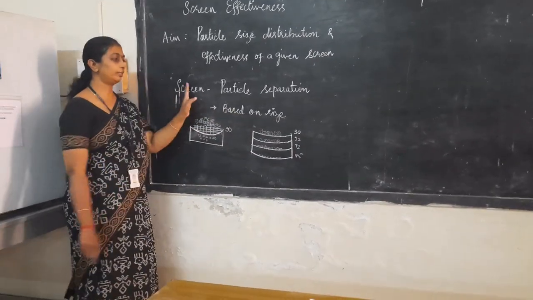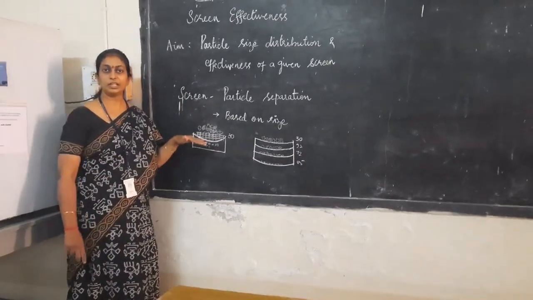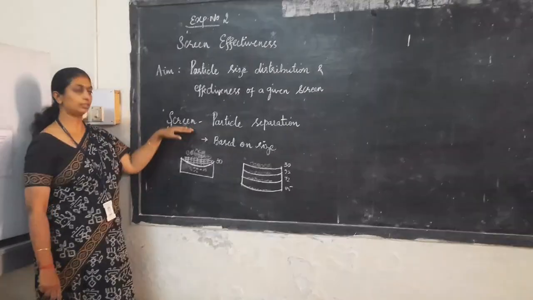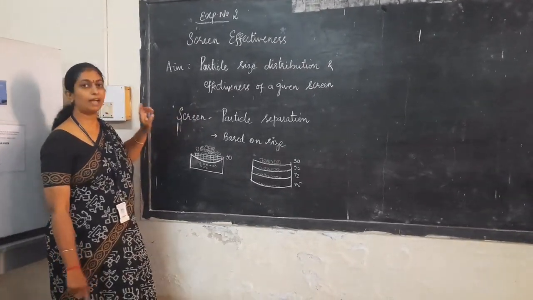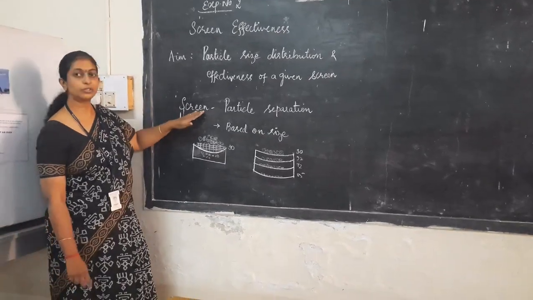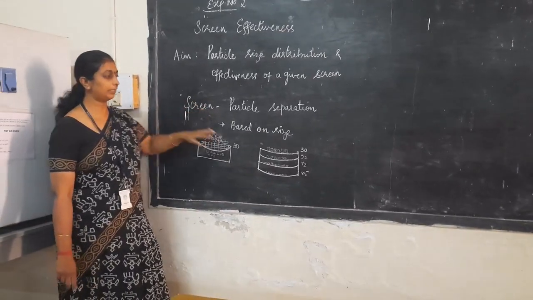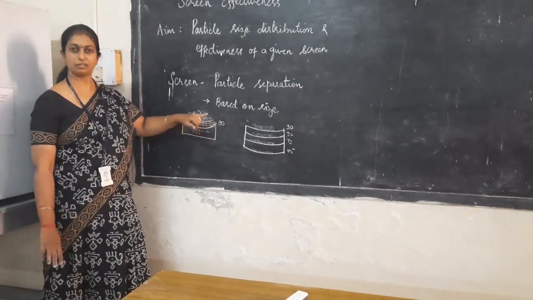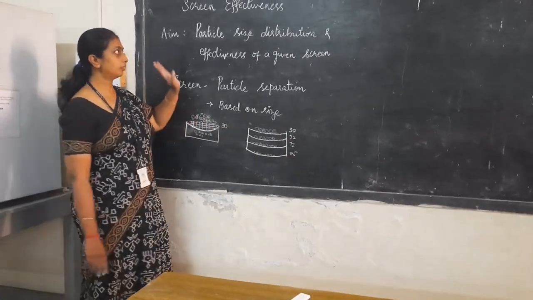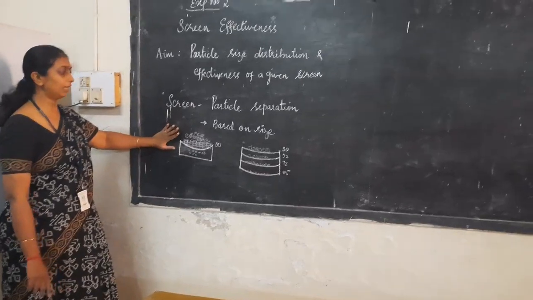Fine. So what is a screen? A screen is basically a mesh with openings, and these meshes are made of wire mesh, or it can be of metal mesh also, where we have square meshes. And we know how screens are rated also. They are basically rated in terms of the number of openings present. These are all what we have seen in the first experiment in sieve analysis.